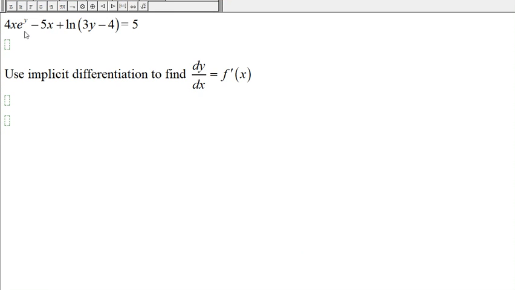Here we have the equation x times e to the y minus 5x plus natural log of 3y minus 4 equals 5. And we want to find dy/dx, or the derivative of y. So this is the same as this. And since we'll use implicit differentiation to find dy/dx.